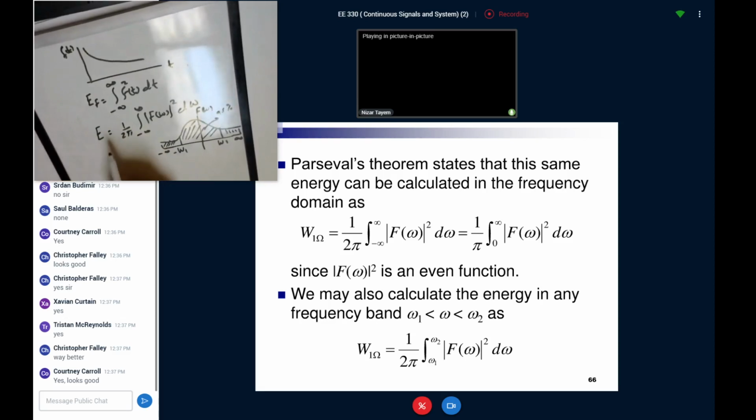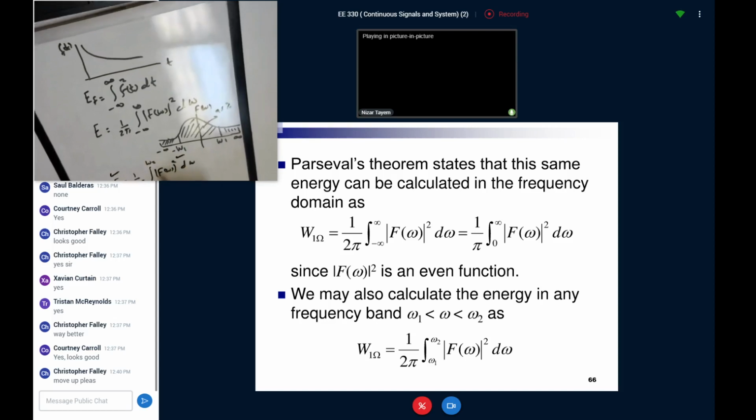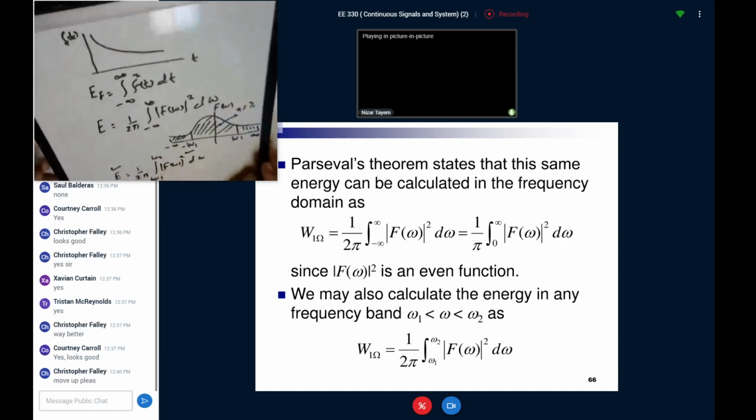Okay, so we can modify the energy formula in this case to find the bandwidth: 1 over 2 pi integral from omega 1 to omega 2, or since we're talking here about a symmetric signal, we can say from minus omega 1 to omega 1, f of omega magnitude square d omega. So if I know what is f of omega square, I know what is the energy, I can find out what will be the bandwidth.